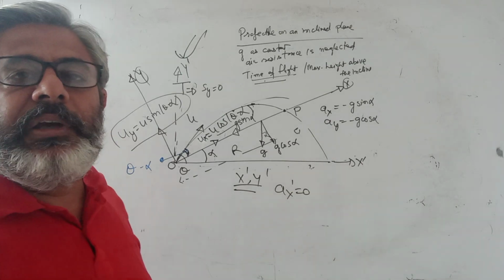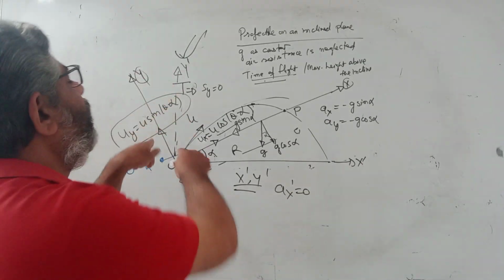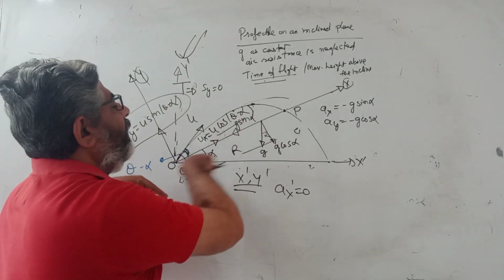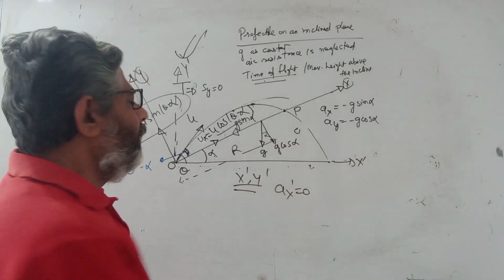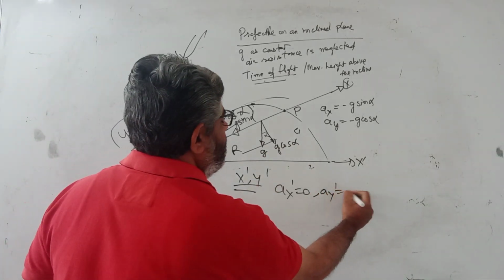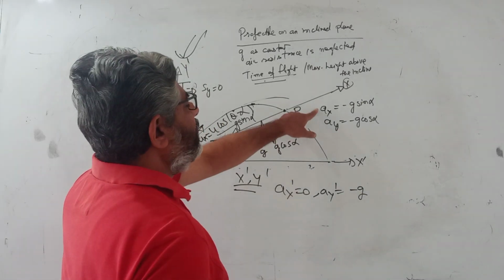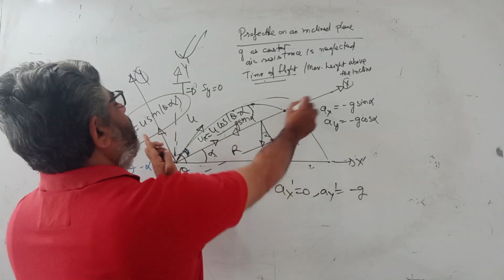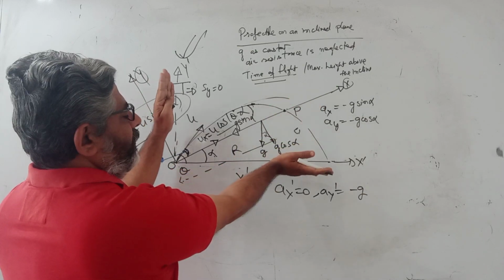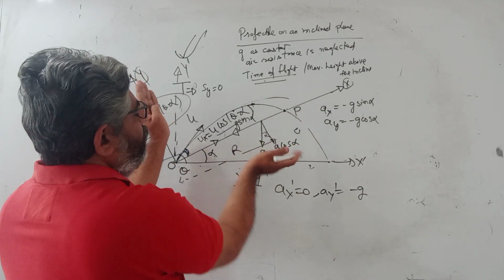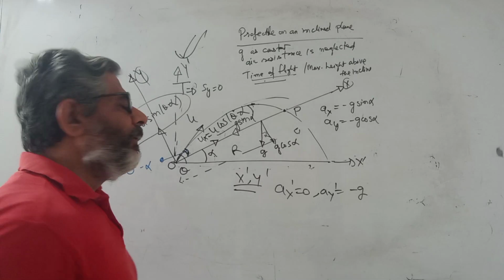Sir, what are you telling? Why is it 0? अरे we are going back to the normal projectile where the acceleration in this direction is 0, and ay dash is what? That is equal to minus g. So don't be confused with this ax and ay. This was for these axes. Now I am talking of these axes. So ax dash is 0 and ay dash is minus g.